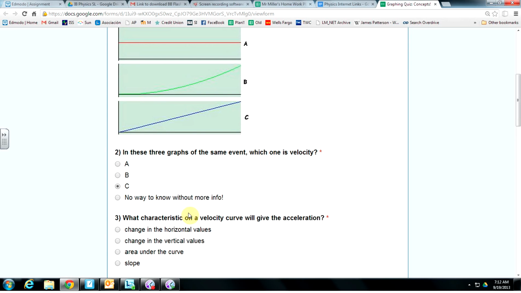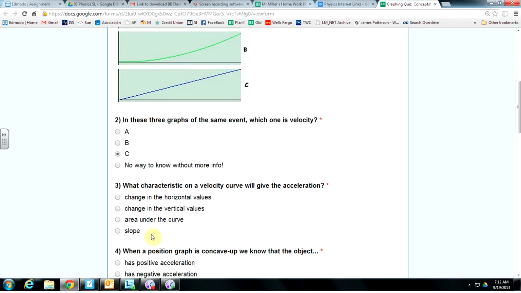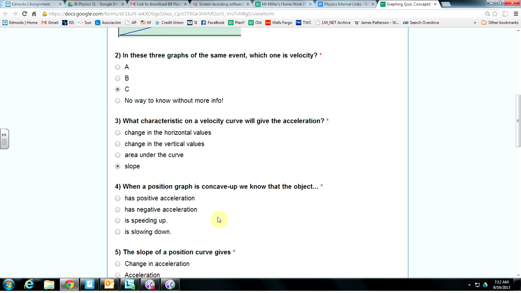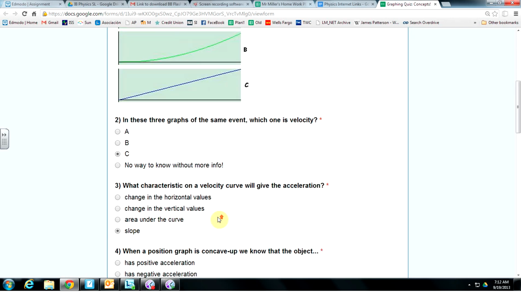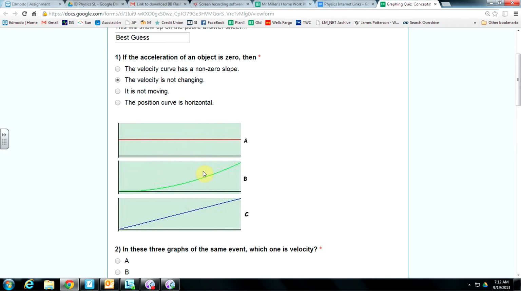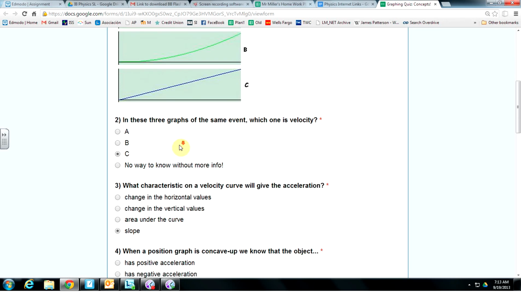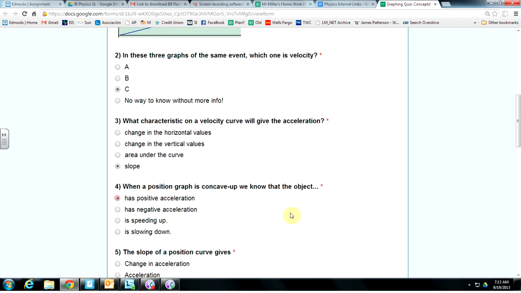What characteristics of a velocity curve will give the acceleration? That would be the slope. When a position graph is concave up, we know that the object, so that's this one here, we have a position that's concave up. We saw our acceleration was positive, and so we can say that the positive acceleration. It's tempting to think that it has to be speeding up, but that's actually not always true.